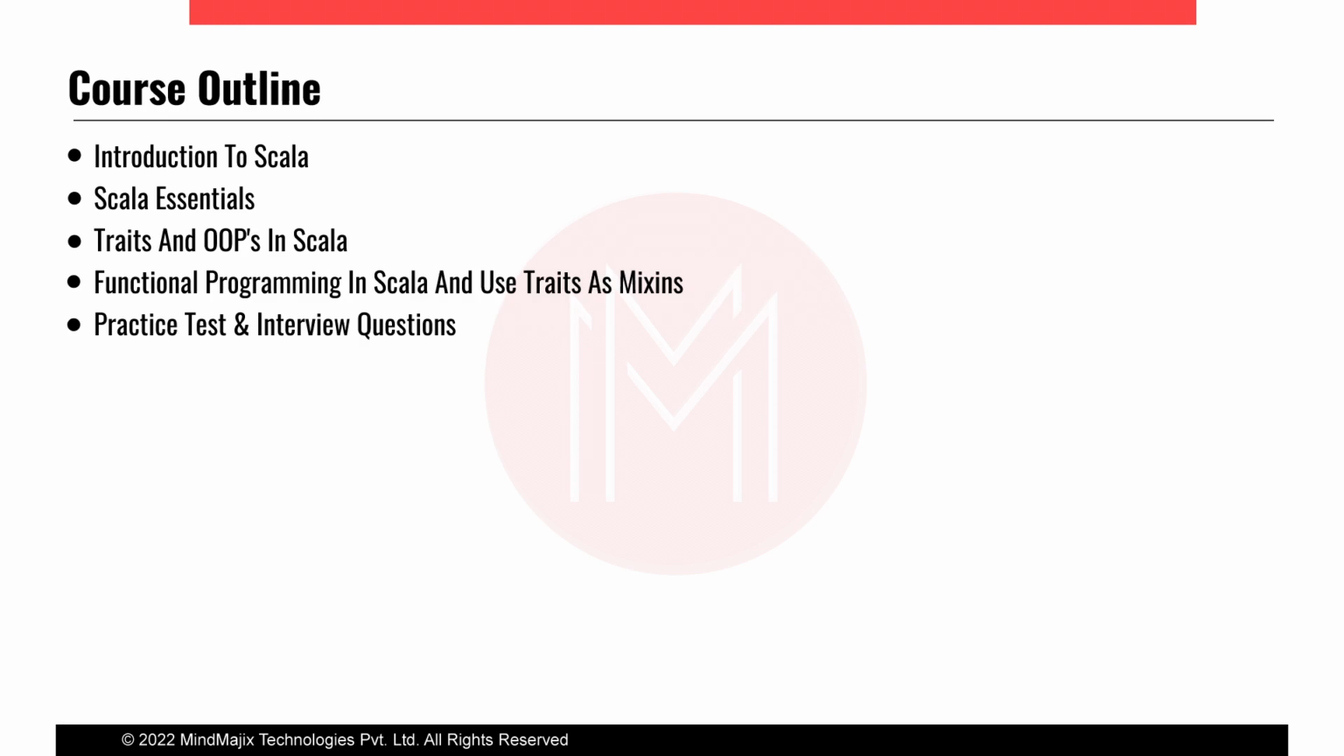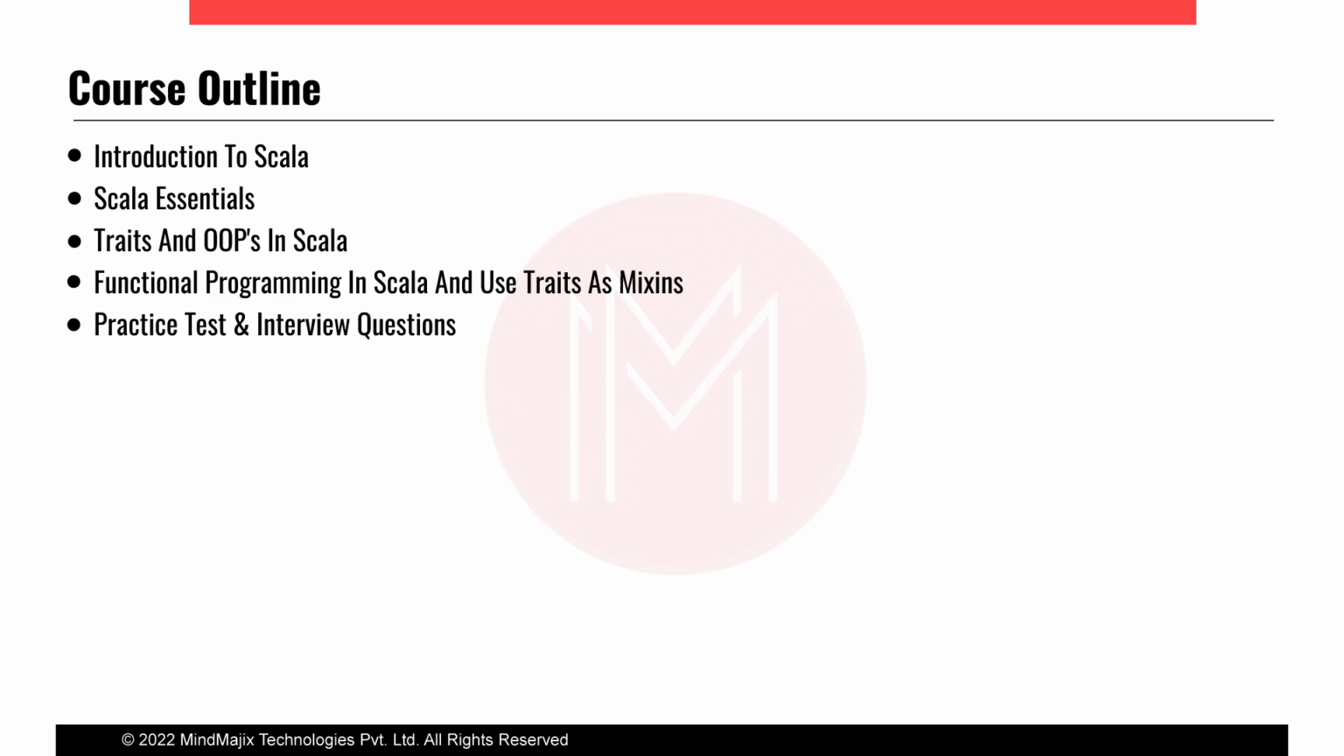And coming to the course outline, the main things we will be discussing in the coming 20 classes. The first is introduction to Scala essentials. Scala essentials will cover expressions, functions, string functions, loops, all those things. And coming to traits in Scala, which is about object oriented programming.